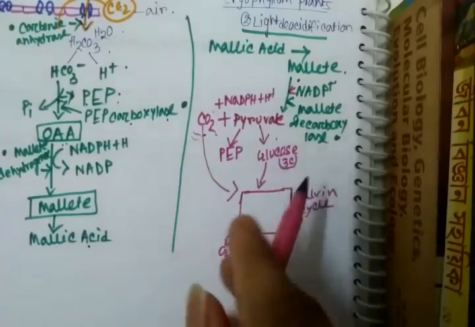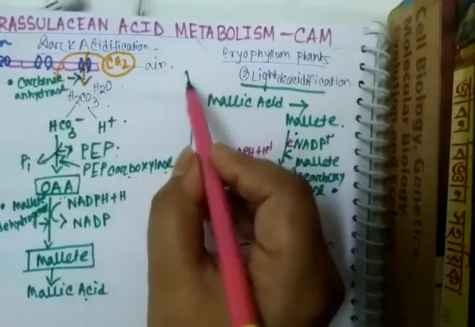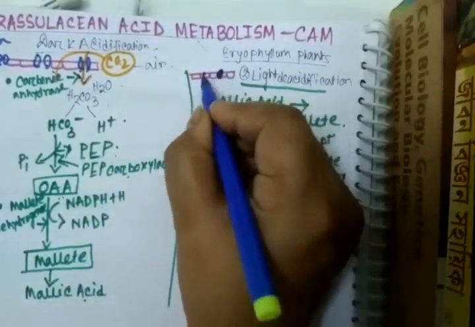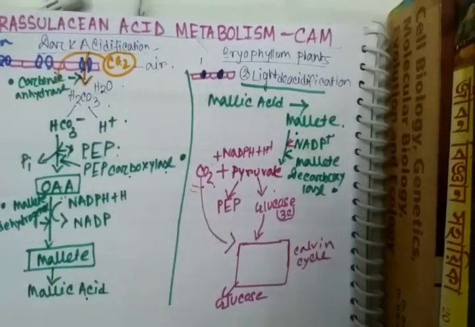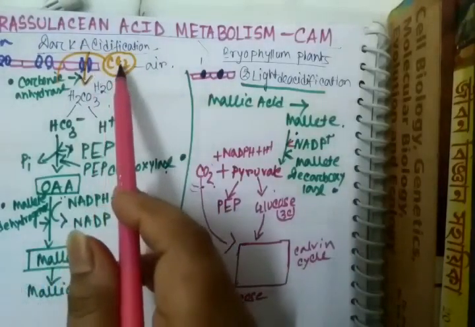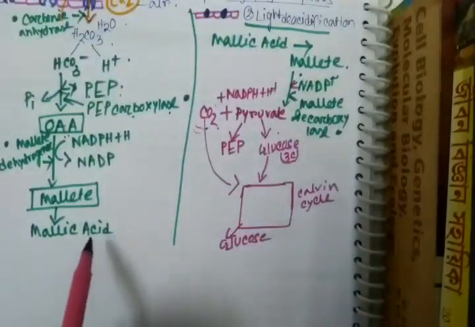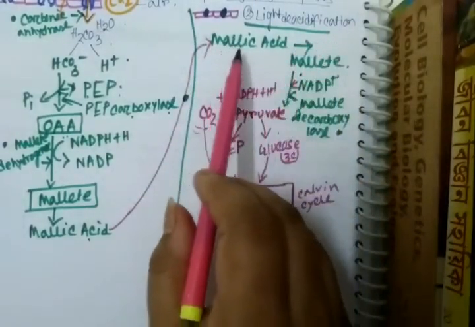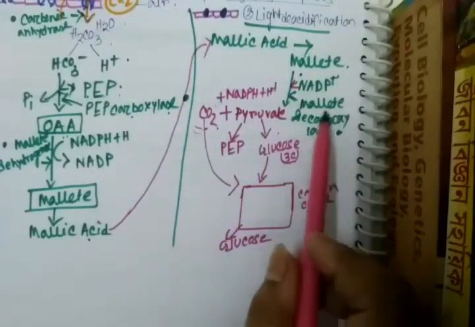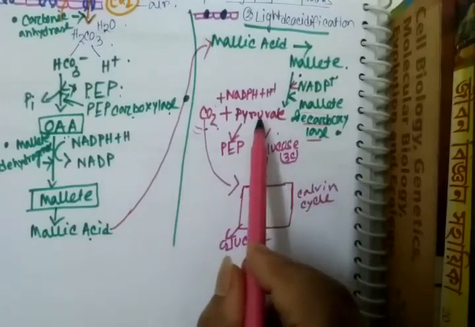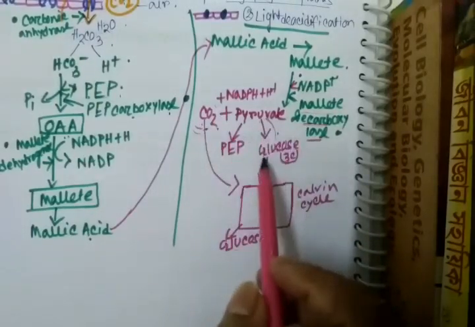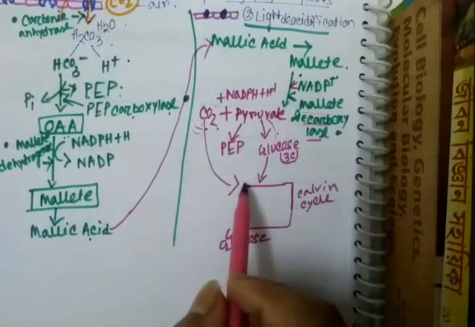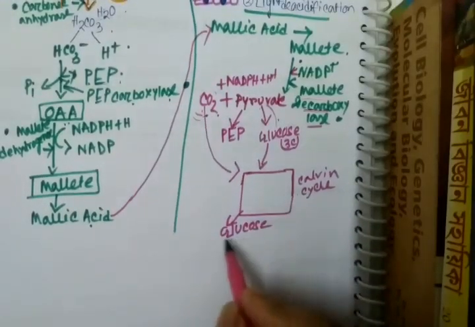So it is in the daytime, and we all know that in CAM mechanism, in daytime the stomata will be closed, so no CO2 comes in. So in the night time, whichever CO2 comes in will form the malic acid, and this malic acid will enter into the light deacidification, and from this malic acid it will first form malate, and with the help of malate decarboxylase enzyme it will form pyruvate and also CO2, and the pyruvate will form the glucose which enters into the Calvin cycle, and also the CO2 which is formed will enter into the Calvin cycle. Together both of these produce glucose.